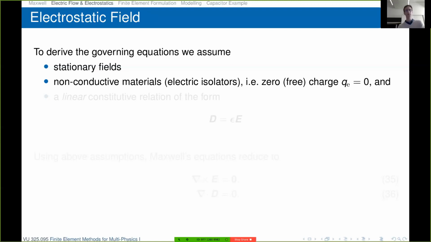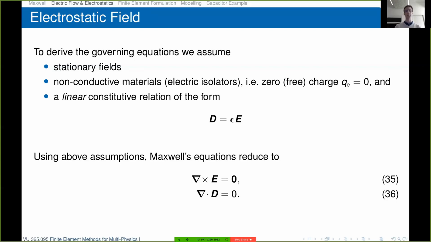And we also restrict ourselves now to a linear constitutive relation. So we assume the constitutive relation D equals epsilon times E. Again, our epsilon is a rank 2 tensor in general. And if we use these assumptions and plug them into Maxwell's equations, we obtain the following: the curl of E is equal to 0 and the divergence of D is equal to 0.